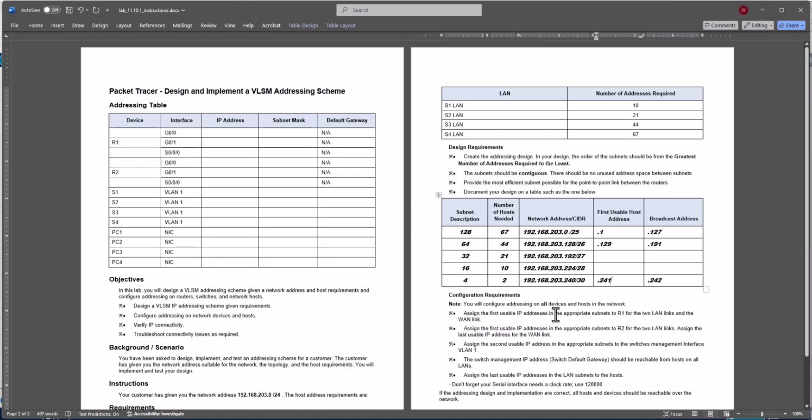Now comes the second hardest part of this lab. Follow the instructions. In these bullet points, I tell you exactly what to do. First usable address for R1 for all of its links. Second usable address will be put on the switches on the interface of VLAN 1. First usable address for router 2 for the LAN links, but the WAN should be the second address, which will be 242. And then lastly, the last usable, which is one before the broadcast of each subnet, will be the PCs.